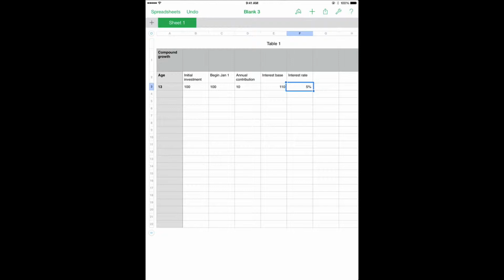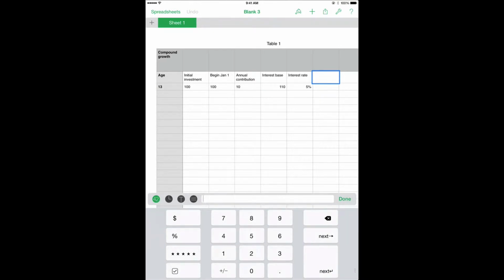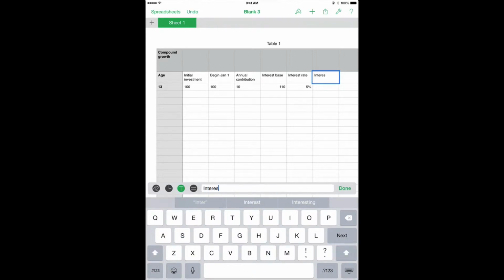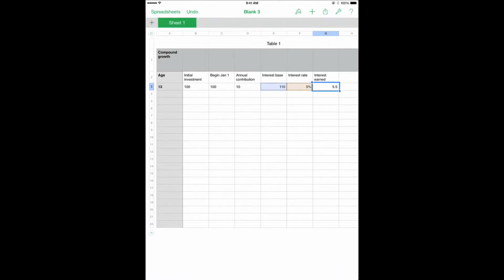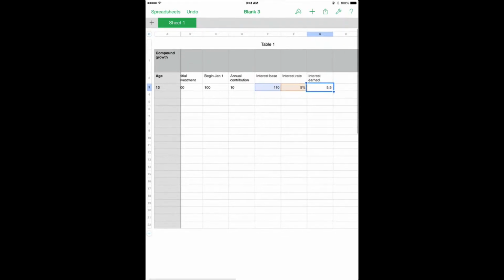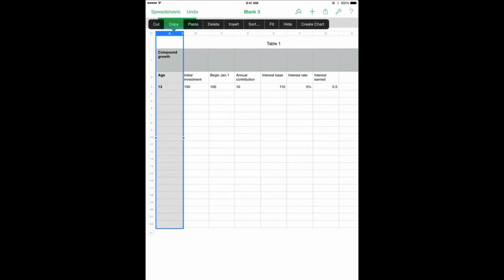Okay, so interest earned. That's going to be the interest base times the interest rate. This is text. Interest earned. And that's going to be this number, interest base. Let's do it this way. Equals interest base times interest rate. And just looking at that, should be like 5.5%, right? Nice, or $5.50. Okay, let's slide this over a little bit. Make this narrower so everything fits on the page better.